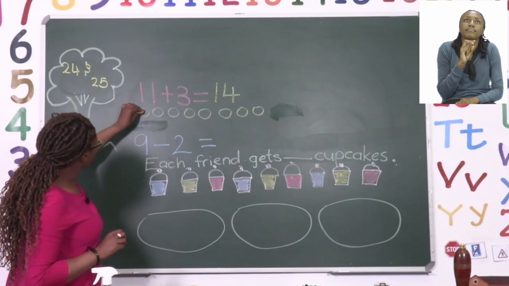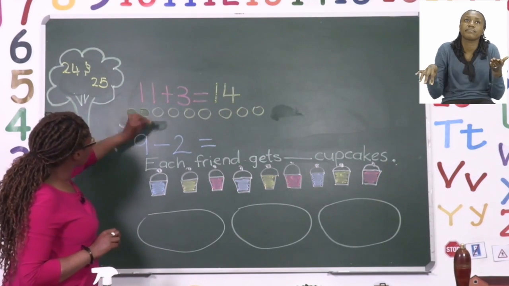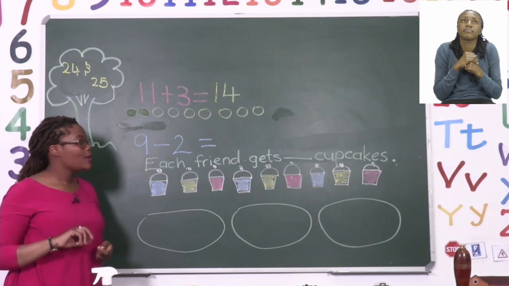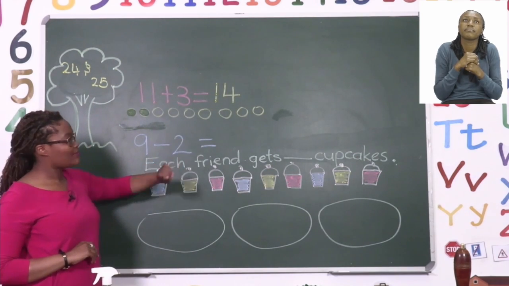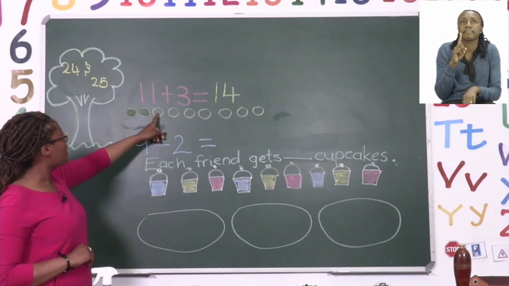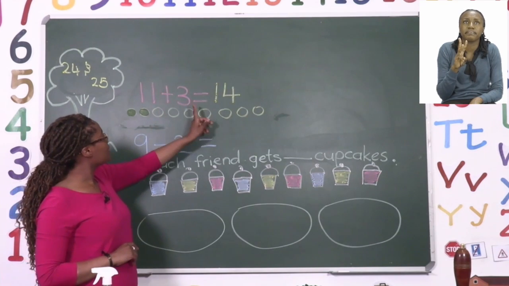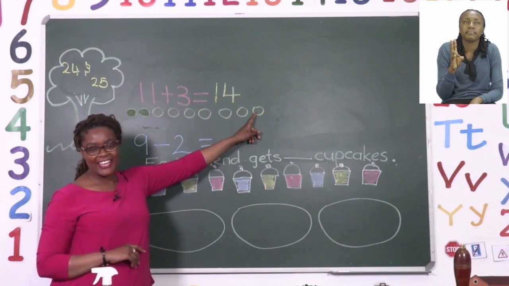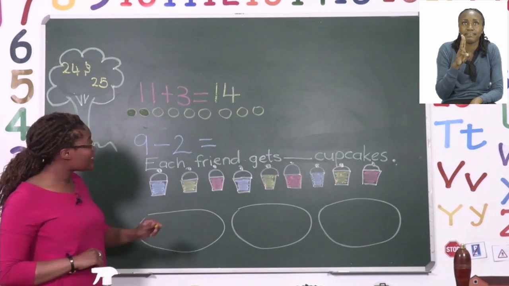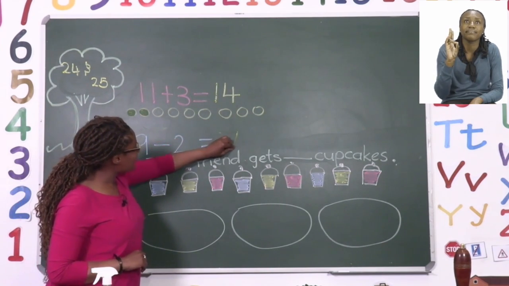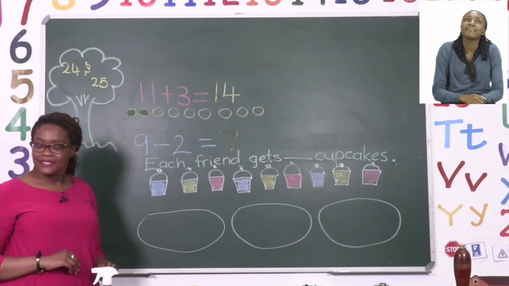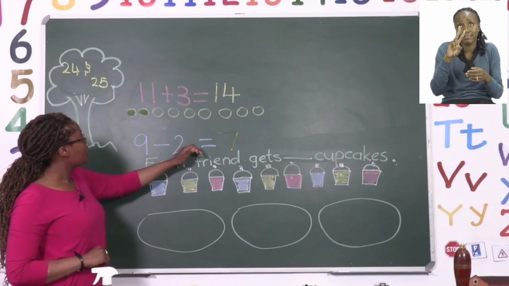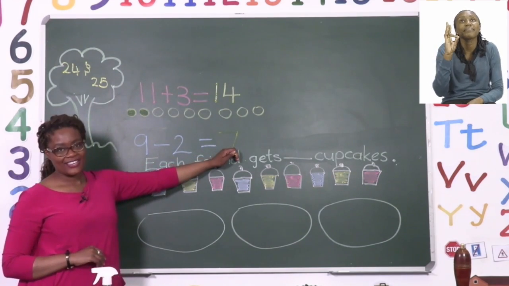1, 2. So now that we have taken away or minused 2, we count what is left. Let's count 1, 2, 3, 4, 5, 6, 7. So our answer, boys and girls, is 7. Now our sum says 9 take away 2 equals 7.